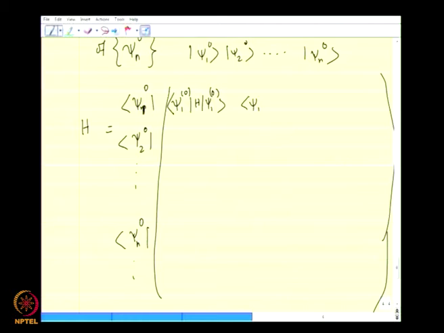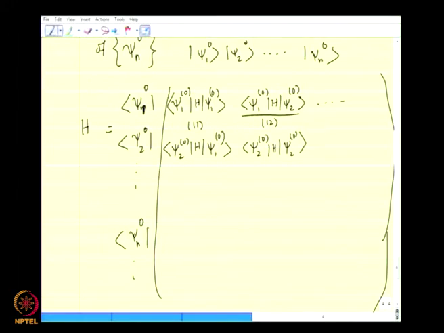The next matrix element is psi 1 0 H psi 2 0. This is the 1 2 element, this is the 1 1 element, and so on. And what about this one? This is psi 2 0 H psi 1 0. This is psi 2 0 H psi 2 0, and any one of these is nothing but the integral psi 1 0 star H psi 2 0 d tau, sorry, psi 1 0 star (tau) H psi 2 0 (tau) d tau, the integral.